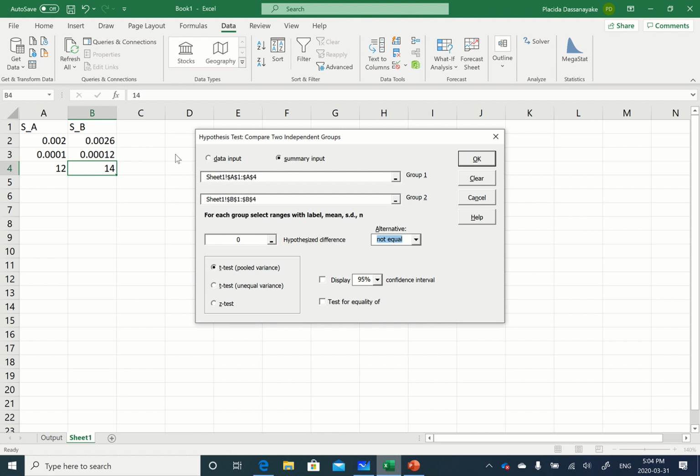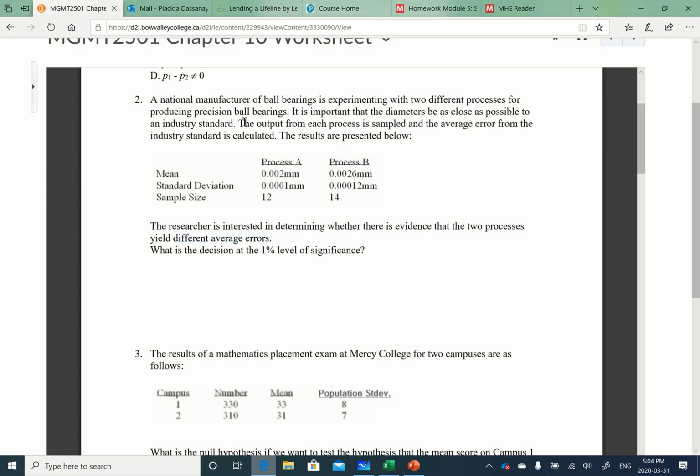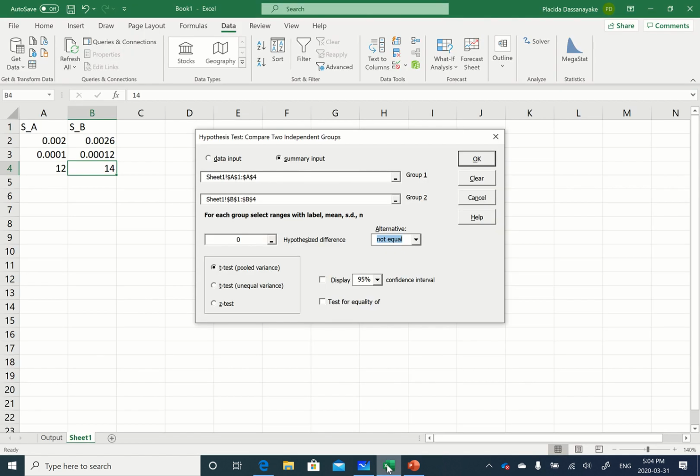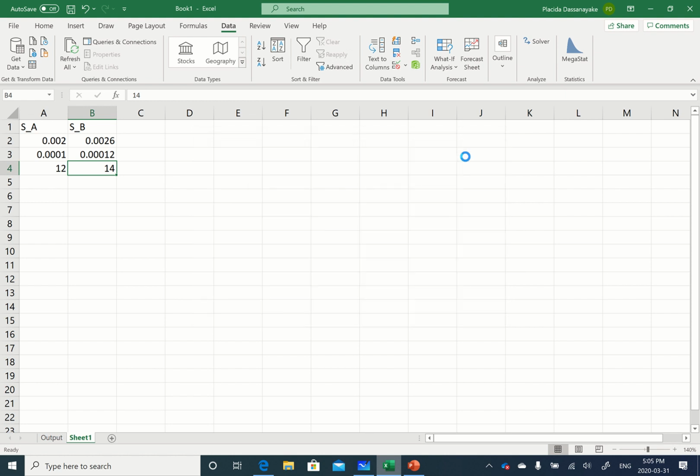So when it comes to population mean, we have to look at the standard deviation. If you read the question once more, it says the output from each process is sampled and the average error from the industry standard is calculated. So the results are presented below. So these numbers, standard deviations, 0.0001 and 0.00012, they are from the sample. So they are both sample standard deviations. So hence T. Don't worry about these, just leave them blank, click OK.